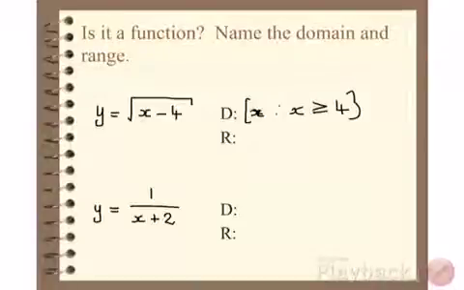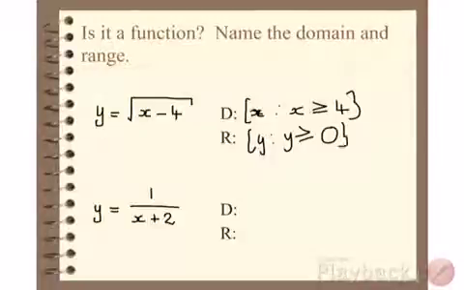And then my range is going to be y when y is greater than or equal to 0. And I have to close my bracket. Again I want my y's to be positive, otherwise it wouldn't be a function.